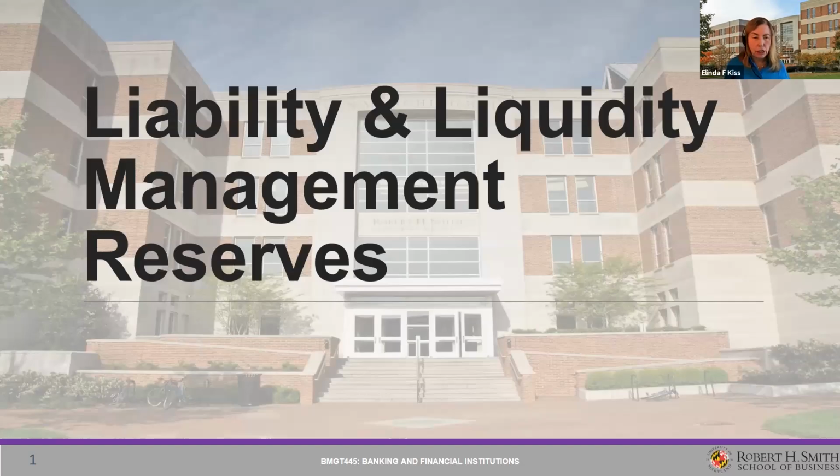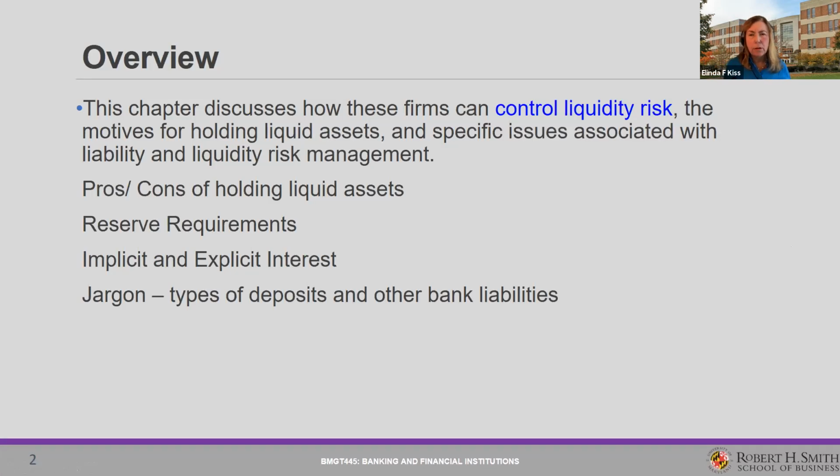This is related to chapter 19 of the textbook, but instead you're reading my textbook, not the course textbook. So we're concerned about how firms can control liquidity risk, the motives for holding liquid assets, and specific issues associated with liability and liquidity risk management. Depository institutions and insurance companies are exposed to liquidity risk.